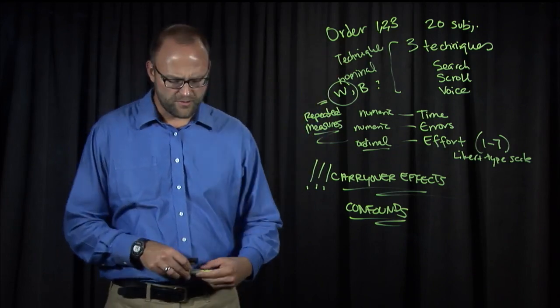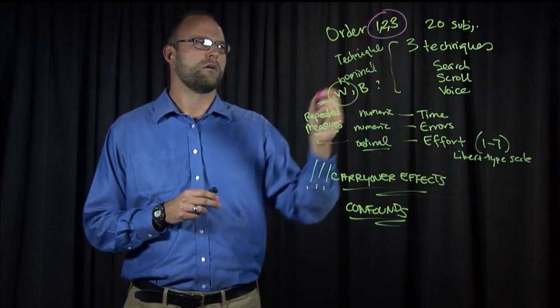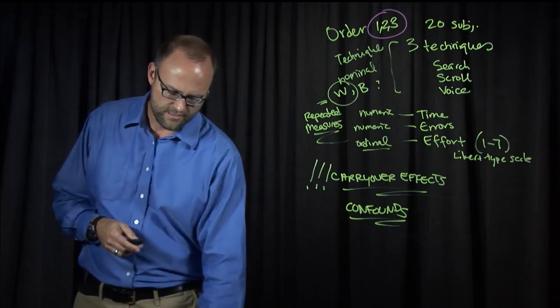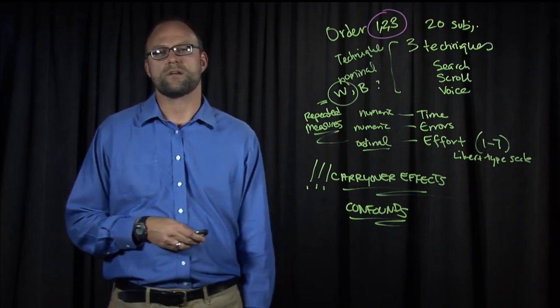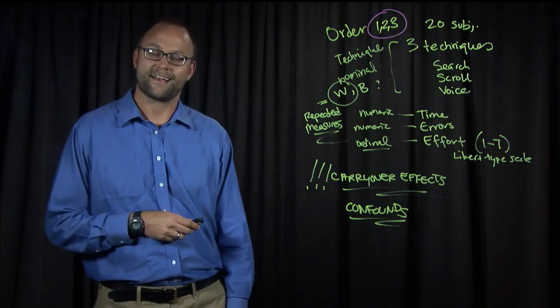So we want to think ahead to make sure we log that as part of our data. It still leaves open the question, though, how are these orders assigned? How are orders 1, 2, and 3 actually put together? And for that, we want to go to our counterbalancing schemes. We'll discuss that next.